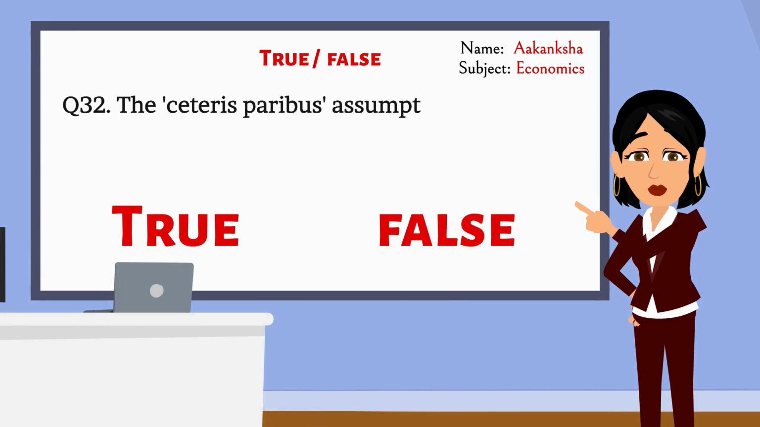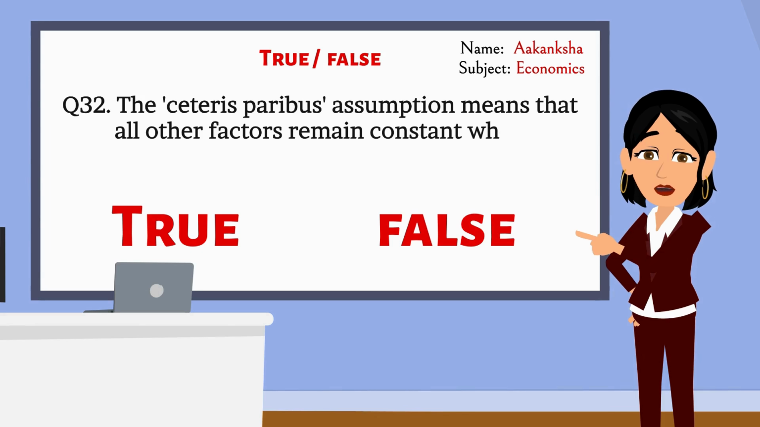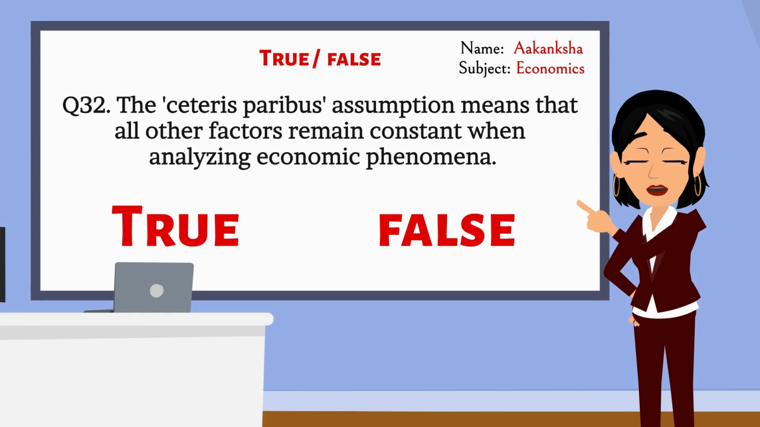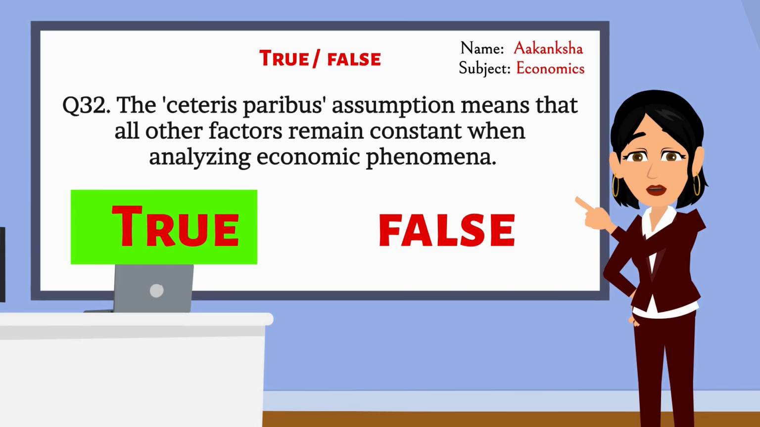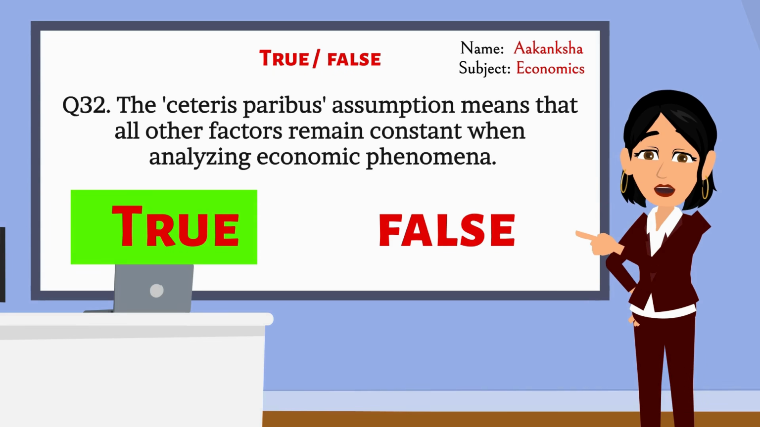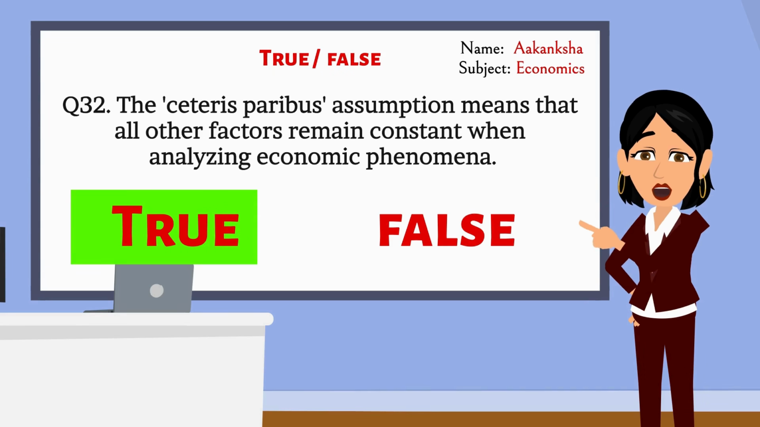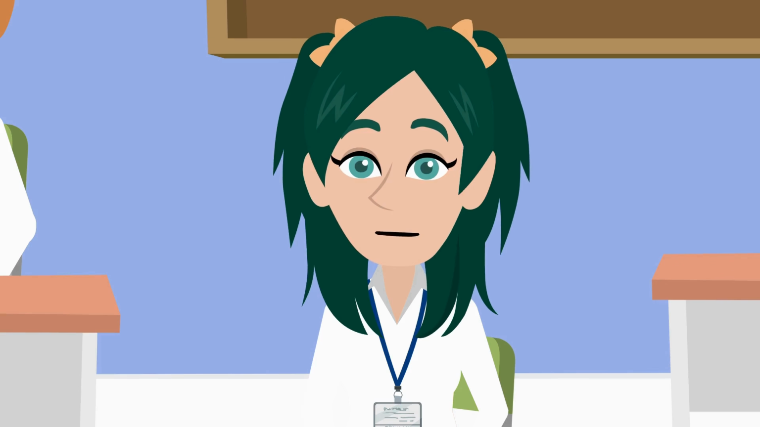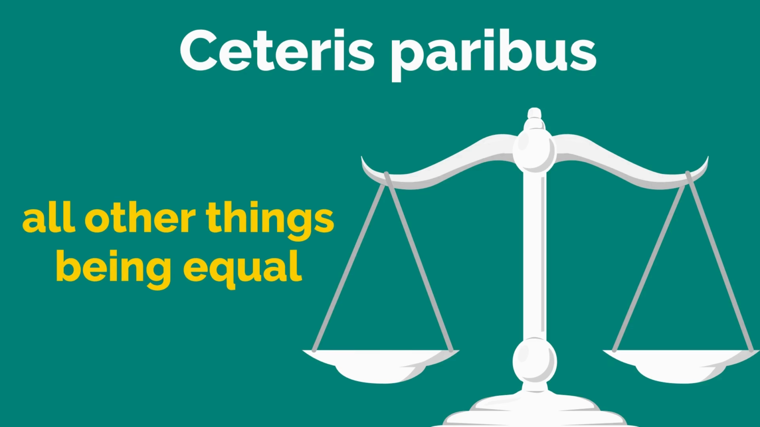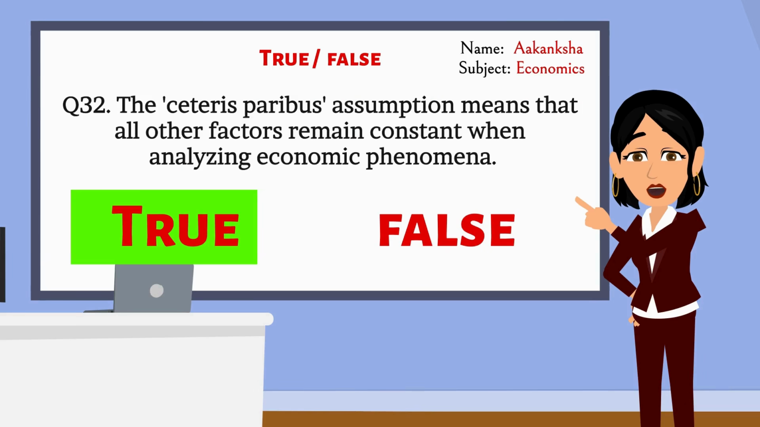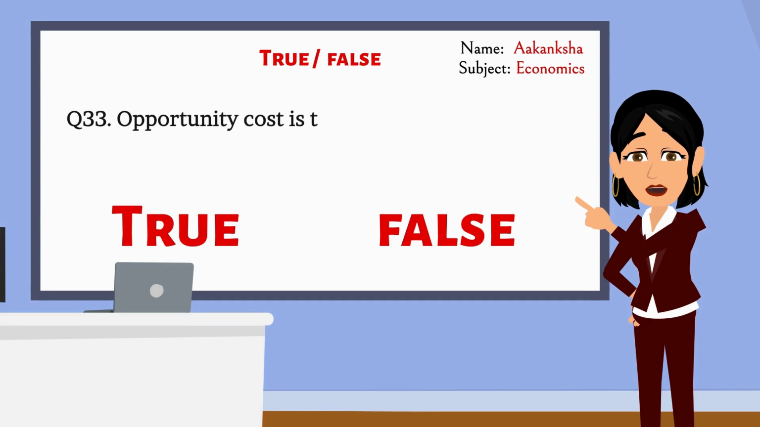Question 32. The ceteris paribus assumption means that all other factors remain constant when analyzing economic phenomena. True or false? It's a true statement, ma'am. That's right, Bushra. Can you explain why? Ceteris paribus helps isolate the effect of one variable by assuming other factors don't change. Excellent, Bushra. Nicely done.